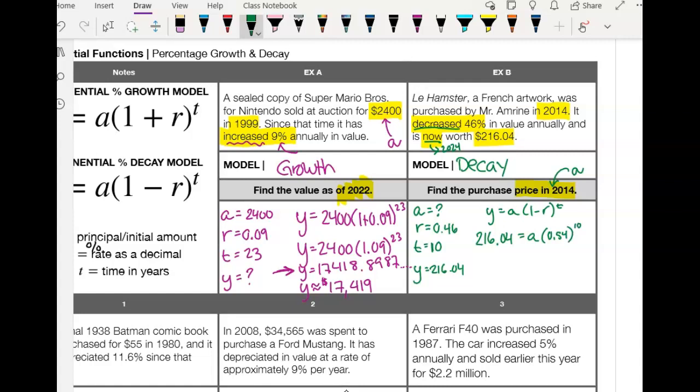Now, you have a couple of options here, and as long as you're showing your work, it's fine. You could go ahead and evaluate this and then estimate it, but the thing is it's going to be a really small number, and so basically what I'm going to do is I have to get this A by itself. So I have to divide by whatever this is equal to. So just to keep it as precise as possible, I'm going to go ahead and just divide both sides by that exponential number. So in my calculator, I'm actually going to type in 216.04 divided by 54 hundredths raised to the 10th power.